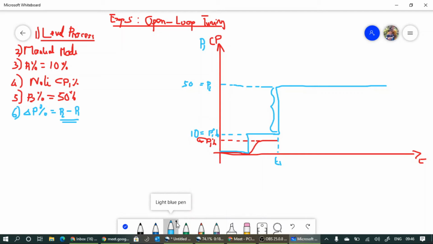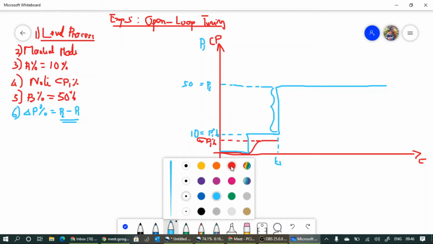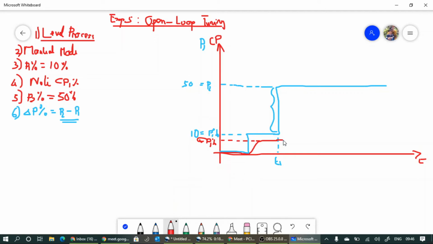Okay. So what about the process? Definitely the process will respond to the step change, right? The response will be something like this. Here you can see a number of characteristics. Initially, this is the time at which the step input is given, right? So what about the response? Initially the response is negligible. Somewhere here you can see that the process is not responding.